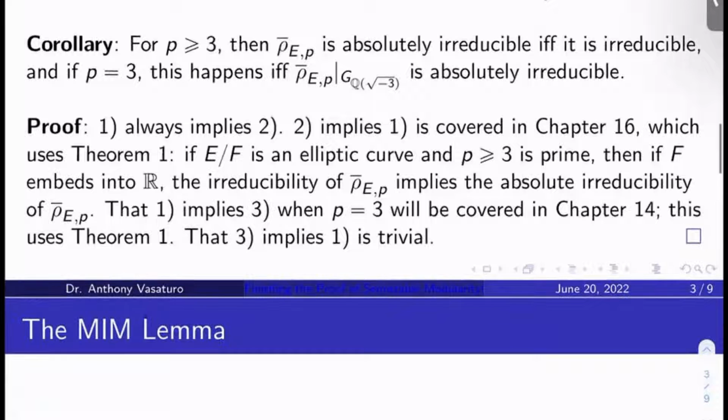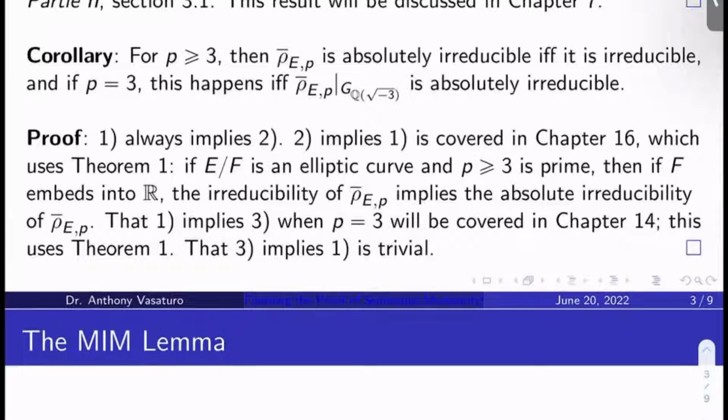Let's quickly talk about the proof of this. If you label these 3 conditions 1, 2, and 3, 1 always implies 2 trivially. That 2 implies 1 will be covered in chapter 16 and uses theorem 1. It follows from a more generic fact, which says that if E over F is an elliptic curve and P at least 3 is prime, then if F embeds into R, the irreducibility of rho bar E,P implies the absolute irreducibility of rho bar E,P.